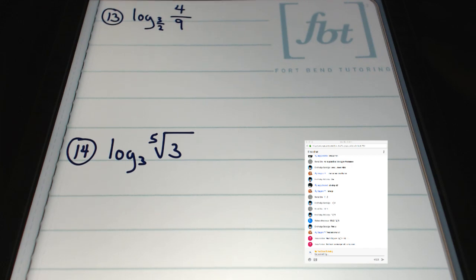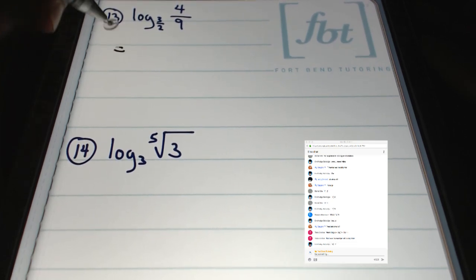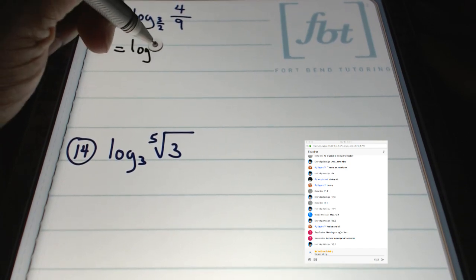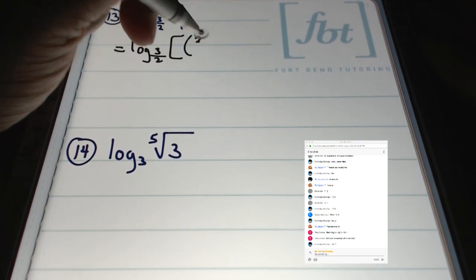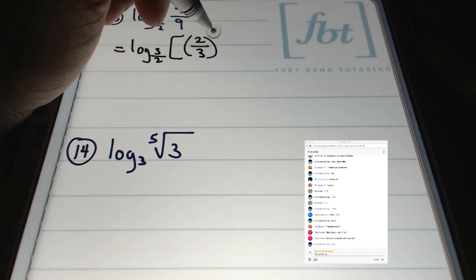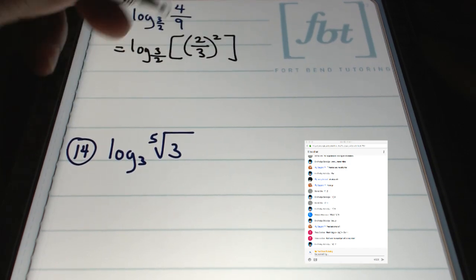Here, guys, in number 13, we have log with a base of 3/2, and our argument here is 4/9. This is a good problem because it may take a little bit of cleverness to simplify without a calculator. Notice that our base here is 3/2. However, as far as our argument is concerned, you could rewrite this as 2/3 raised to the second power. You could do that.